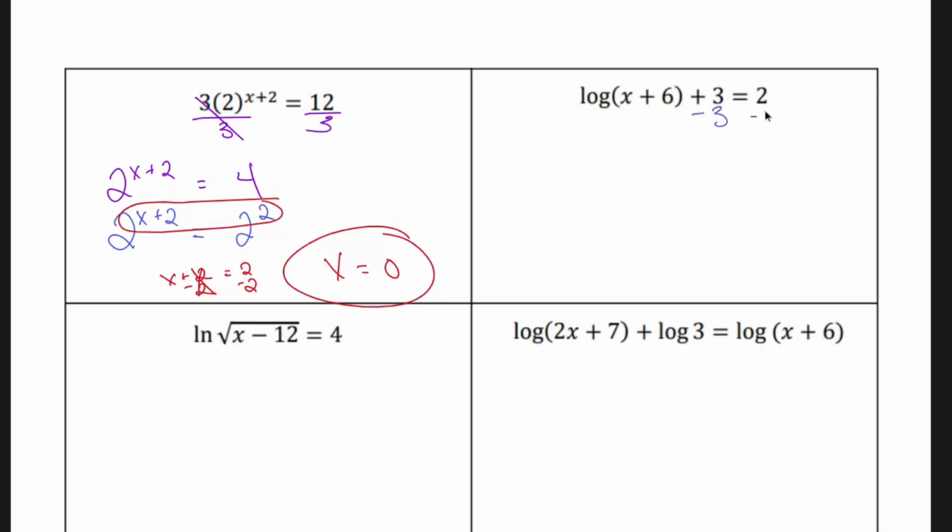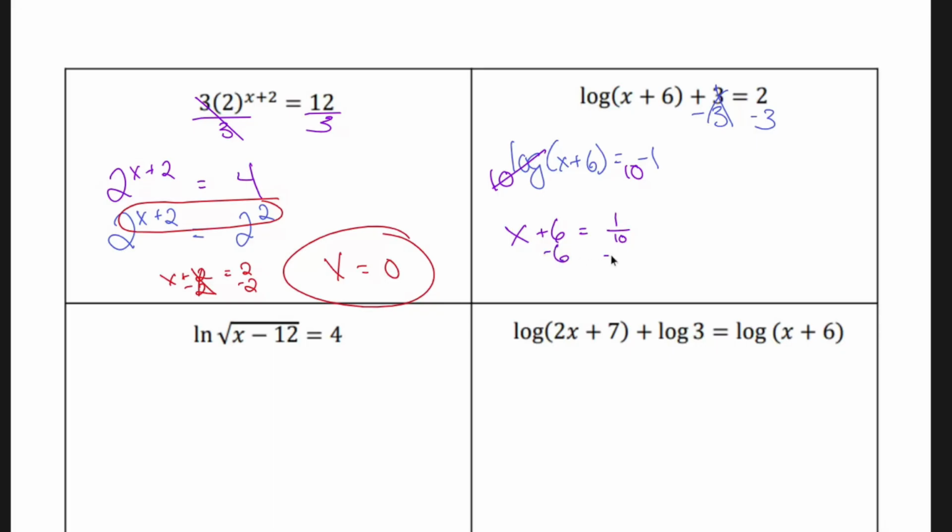Minus 3, that gets me log of x plus 6 equals negative 1. Okay, now what I need to do is take the base 10 of both sides to get rid of that log. Why base 10? Because that's invisible base 10 right here. So you cross out, leaving me with x plus 6 equals 1 over 10.